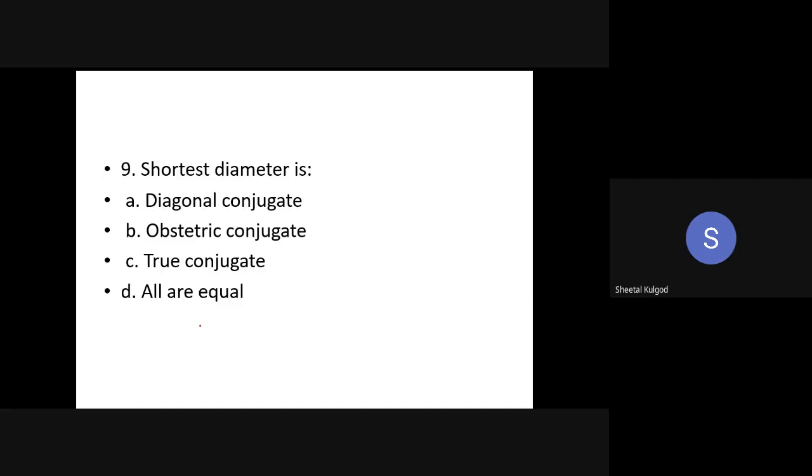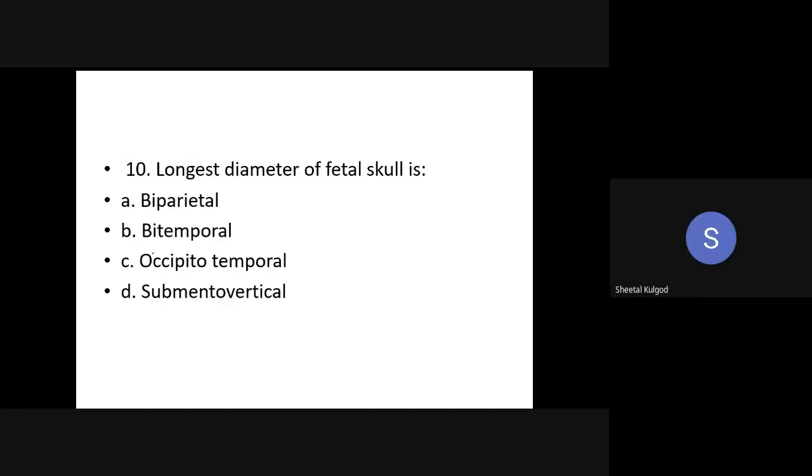Out of the three conjugates, which is the shortest one and which is the most important obstetrically, through which the fetal skull actually has to pass? Obstetric conjugate. Yes, so that's the right answer.